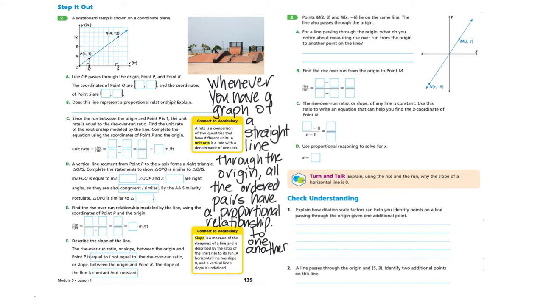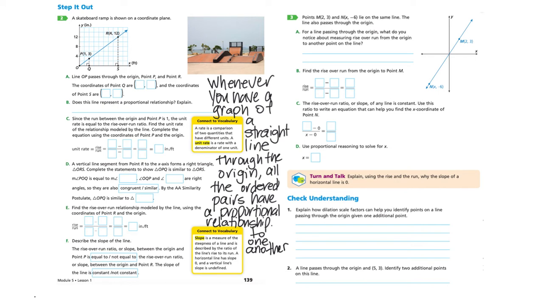So then A says a line OP passes through the origin here and point R, so it passes through here as well. The coordinates of point Q are here, so you'll fill in those. Point S are here, so that's all you'll do in A. B, does this line represent a proportional relationship?